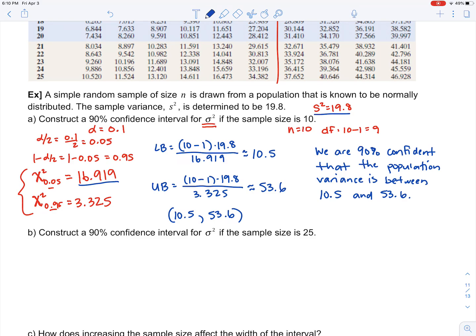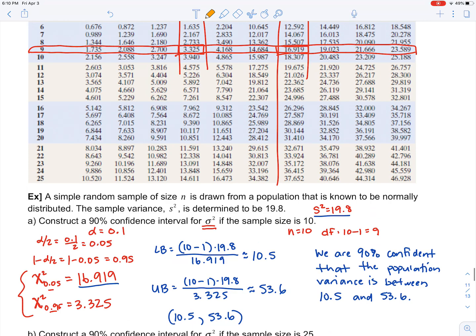Okay, so part B, it's very similar. It's still a 90% confidence interval for the population variance, but this time the sample size is changing to 25. So let's make note of that. If the sample size is 25, the degrees of freedom would be 25 minus 1, which is 24. So this will change the row we're looking at in the table. We have the same confidence level, so it won't change the columns. Alpha over 2 would still be 0.05, and 1 minus alpha over 2 would still be 0.95. So we're still finding two different chi-square values, this time with 24 degrees of freedom.